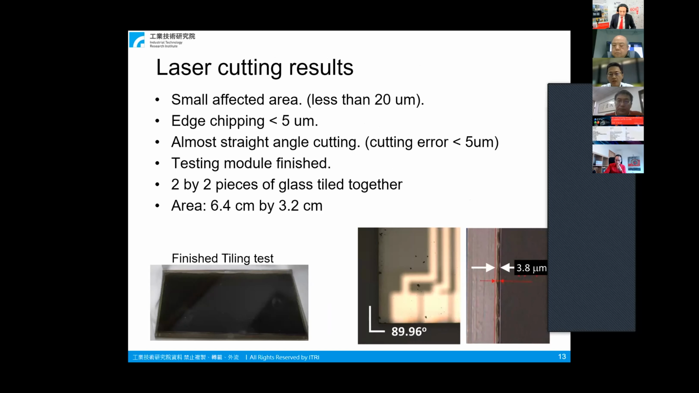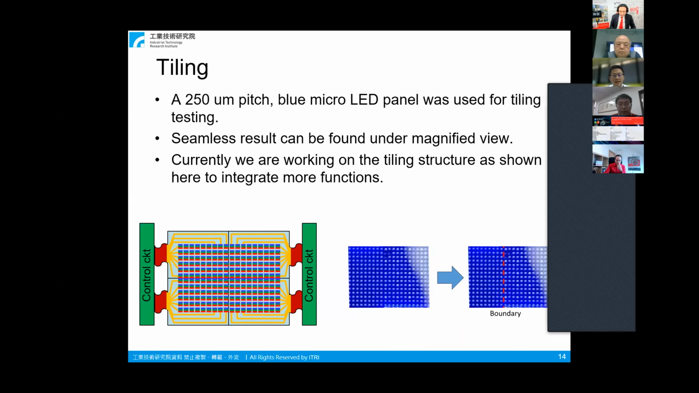On the left-hand side is the finished module with a 2x2 array of glass pieces put together, and the total area is 6.4 centimeters by 3.2 centimeters. On the glass, there are micro LEDs with passive metal connectors. After we light up the micro LED arrays, we can have a photo like the bottom right plot. The red dashed line shows the actual boundary of the two glass pieces, and we see very little trace from the tiling, meaning that our preliminary work is successful. Currently, we are planning a more complicated 3x3 module with possibly more functions on the tiled flexible display.